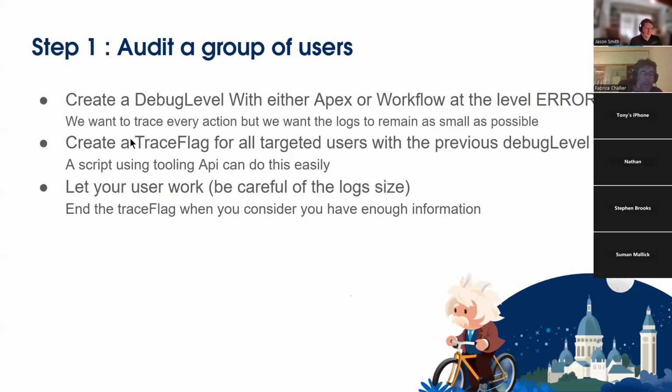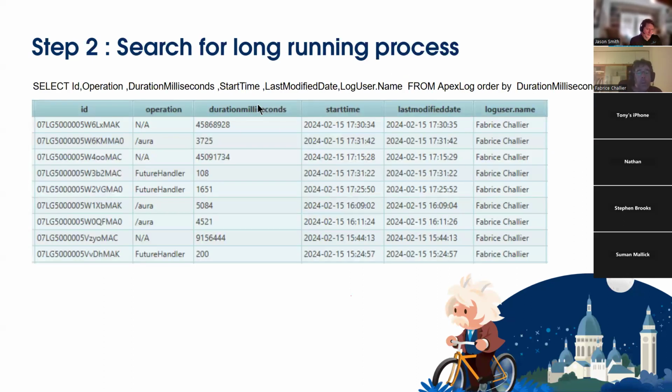That's what I want to read. Okay. Then I will create a trace flag for all targeted users. So that's what I told you previously. Sometimes I'm targeting like 1,000 users because I want to monitor all my users during 2 or 3 hours. I want to see which ones are able to have operations that are lasting more than 15 seconds, which is a specialty on my project. And then you let your user work, and then you let the size of your log grow very, very quickly. Then when you estimate that you have enough results, you can start executing this query.